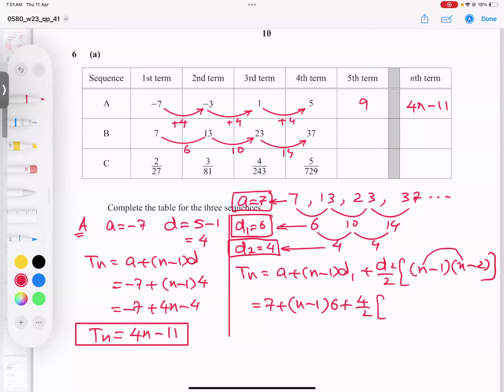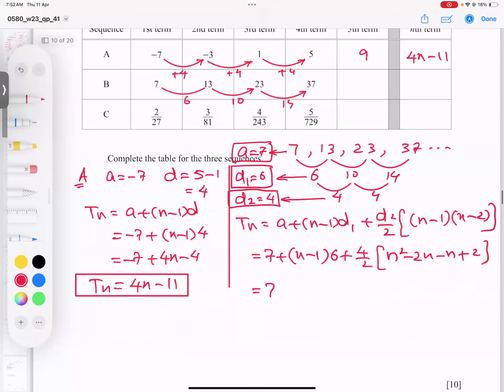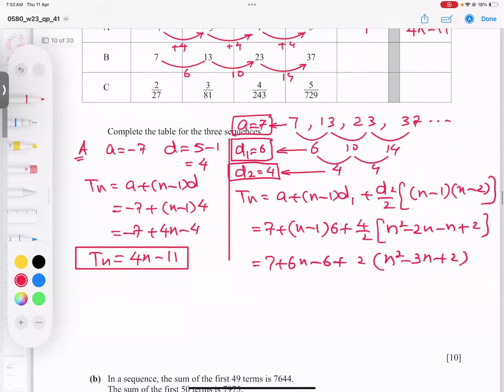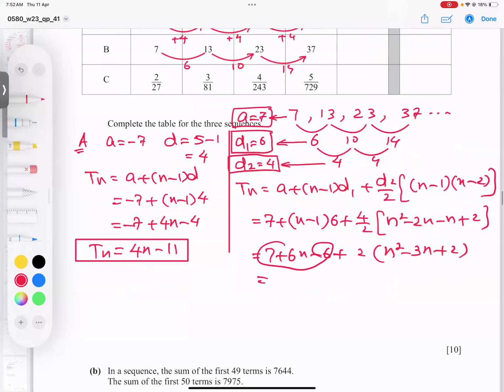Okay, and here n into n, I multiply, I got n square, n into 2, I got negative 2n, 1 into n, I got minus n, and here I got a plus 2. So I'm going to finalize 6 times both values, 6n minus 6. Here 2, 4 cancel, I got 2 in the bracket, n square. These two values will give us negative 3n. And 7 and 6, if I subtract, I get a plus 1. Now 2 multiplied inside with every value: 2n to power 2, 6n and plus 4.